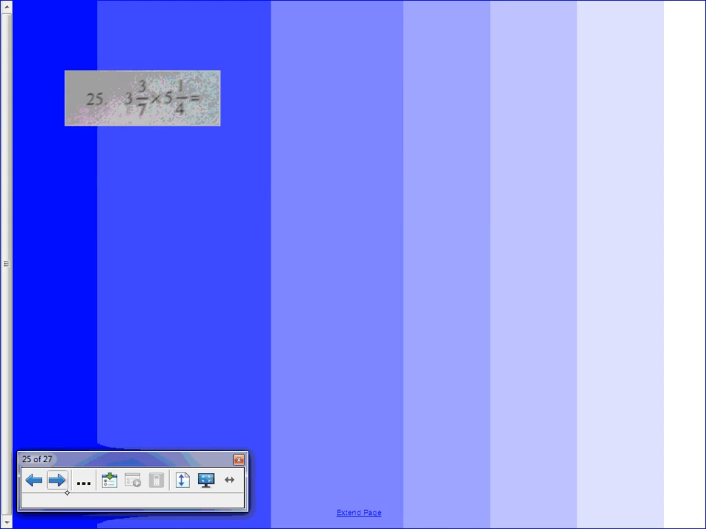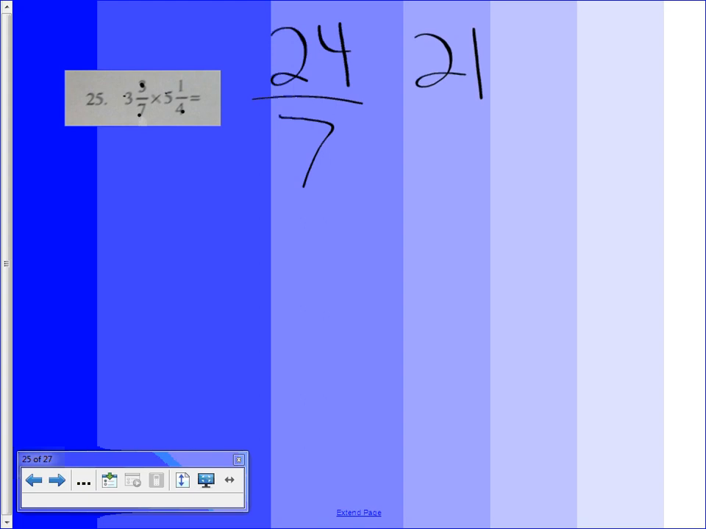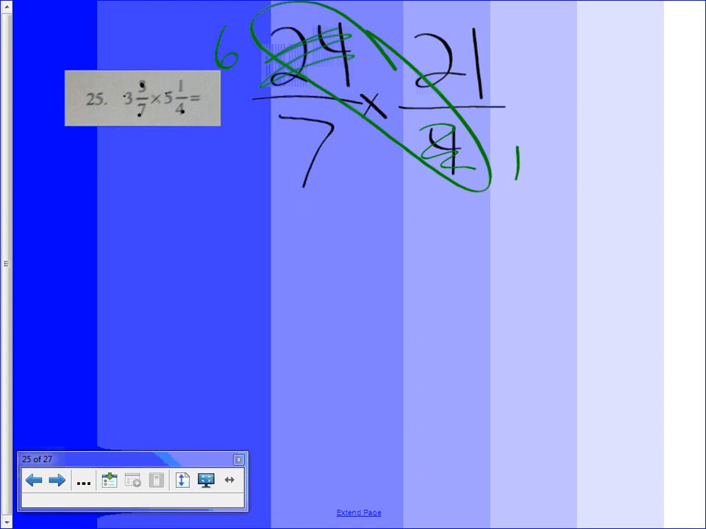I have a mixed number times a mixed number. So what do I have to do, kids? I have to write them as improper fractions. 7 times 3 equals 21 plus 3 is 24 over 7. Times 4 times 5 is 20 plus 1 is 21 over 4. Multiply. Cross reduce. 4 and 24. I'm going to cross off this 24 because I'm going to divide 24 by 4. I'm going to get 6. 4 divided by 4, I'm going to get 1.